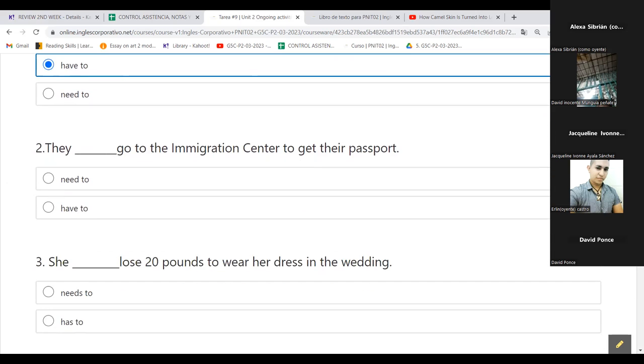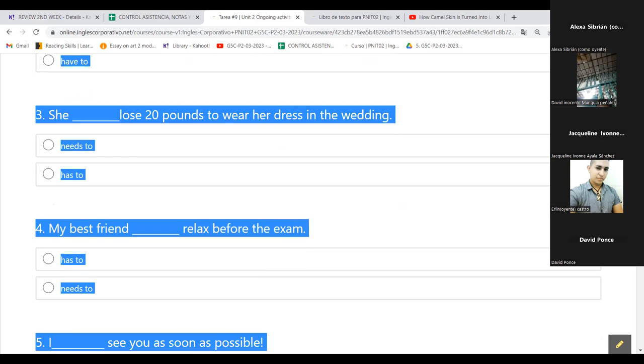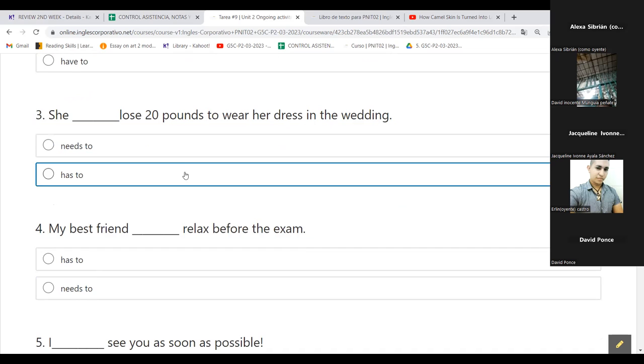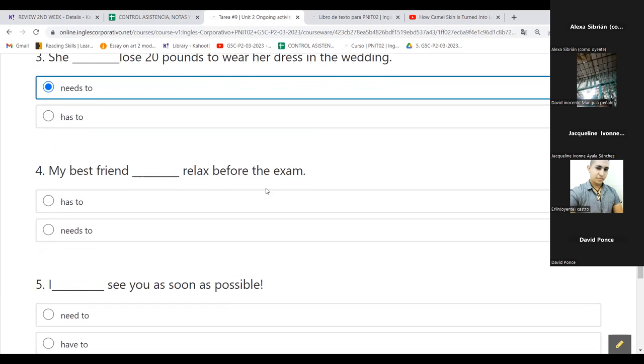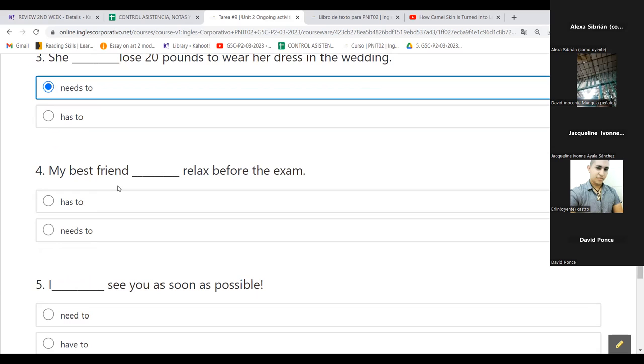Number two, they go to the immigration center to get their passport. Ir al centro de inmigración para conseguir su pasaporte. Need to, okay. Number three, she lose 20 pounds to wear her dress in the wedding. Ella perder 20 libras para usar ese vestido en la boda. Need to. Okay. Number four, my best friend relax before the exam. Mi amigo, relajarse antes del examen.